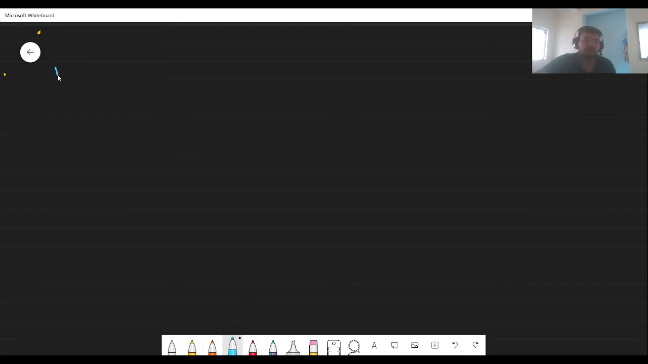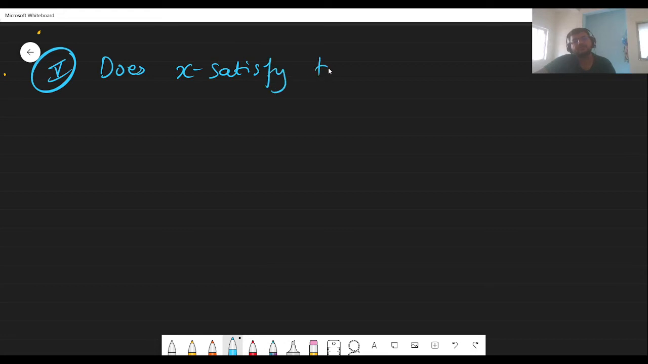The fifth topic is: does x satisfy the equation? This type of question. Basically, if we put some value in the variable, it has to satisfy the equation, meaning it has to give an answer which is correct according to the equation. Instead of x, you can also write another variable, like n, p, or y. It can be anything.